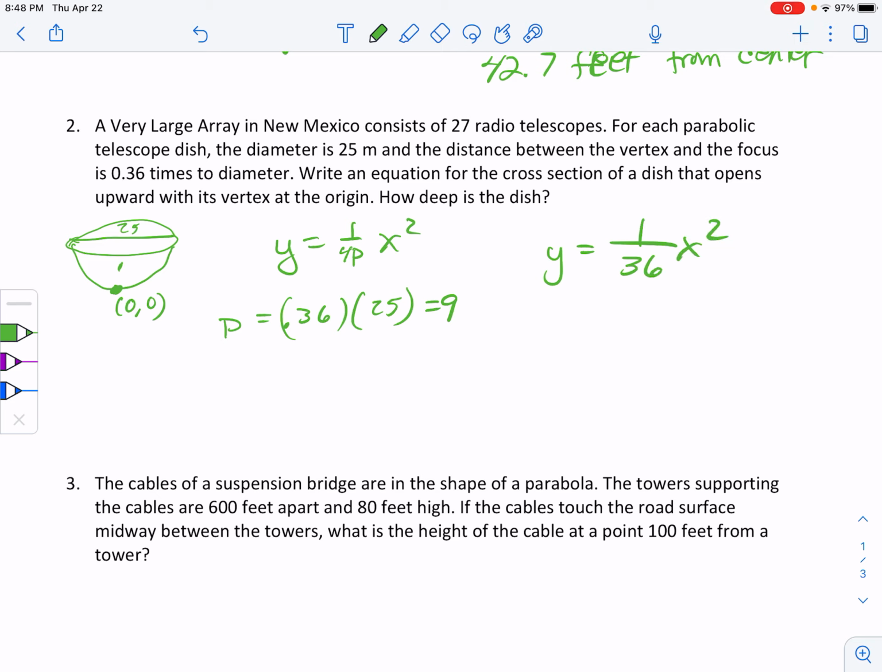And then they want to know how deep the dish is. Well, let's see. This point right here, we know x is 25, and we don't know what y is. So if I plug it into this equation, y is equal to 1 over 36 times 25 squared. So 25 squared divided by 36, y is equal to 17.36 meters.